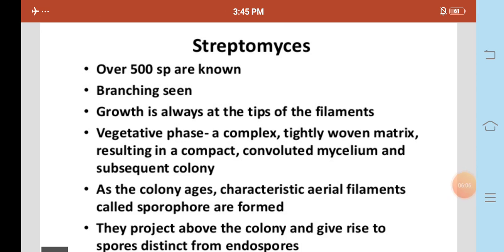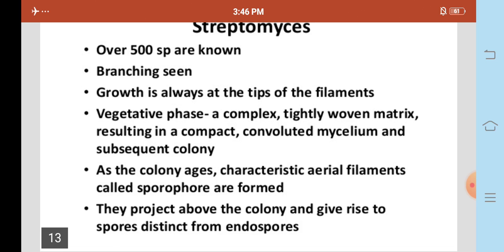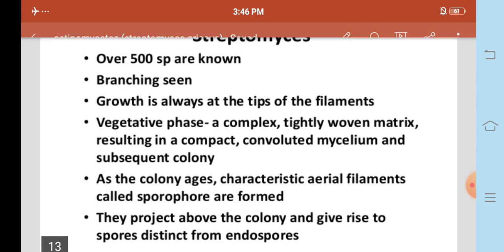Branching chain growth is always at the tips of the filaments. In the vegetative phase, a complex tightly woven matrix results in a compact convoluted mycelium and a subsequent colony. As the colony ages, characteristic aerial filaments called sporophores are formed. They project above the colony and give rise to spores distinct from endospores.